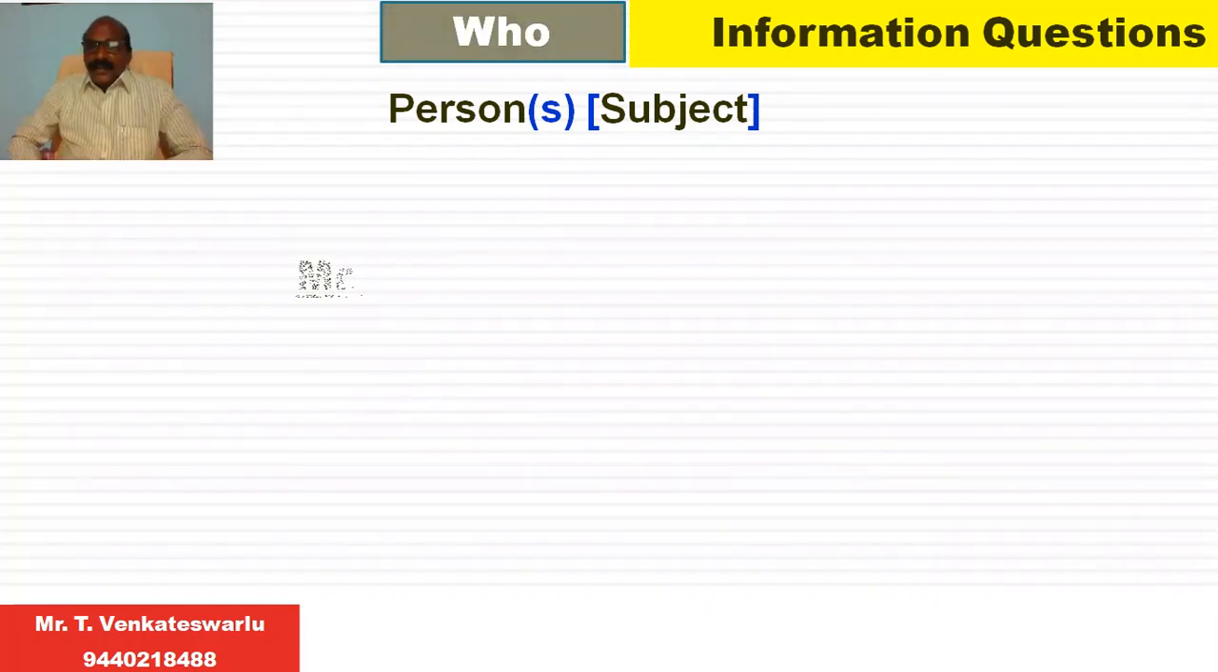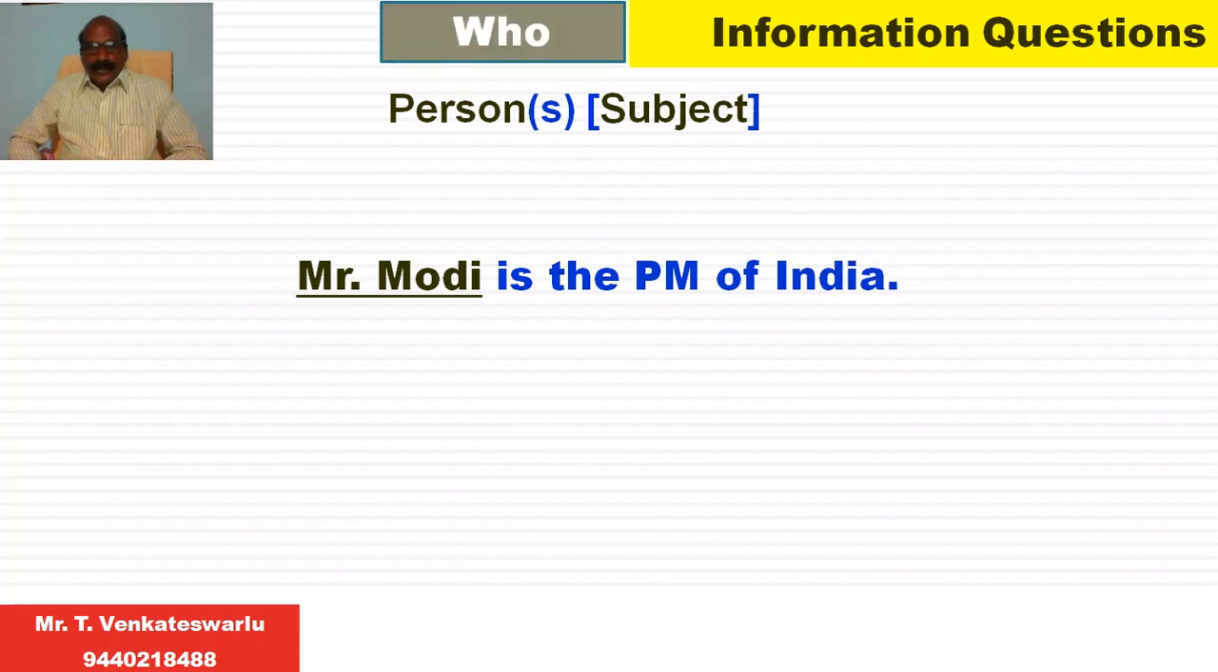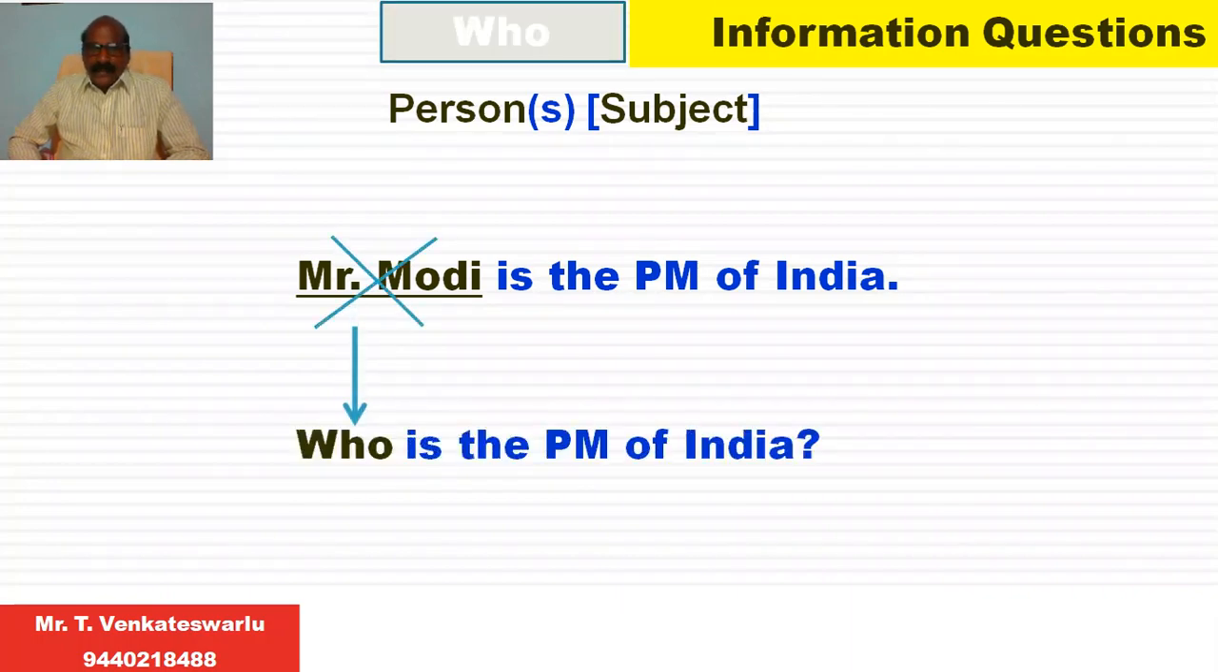The underlined part is deleted. And next, another example. Mr. Modi is the PM of India. And here also, Mr. Modi is the subject, and the subject refers to a person. To get the information question, simply the subject is replaced by the question word who. Who is the PM of India?